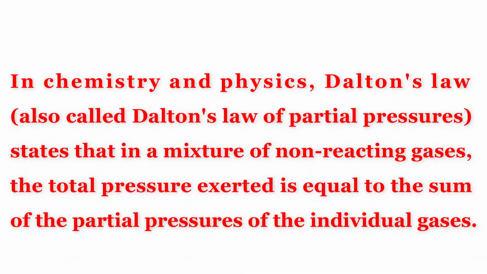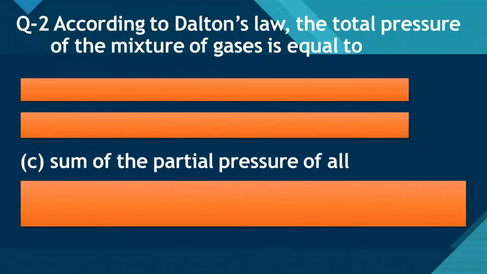So in chemistry and physics, Dalton's law, also called Dalton's law of partial pressures, states that in a mixture of non-reacting gases, the total pressure exerted is equal to the sum of the partial pressures of individual gases. So the right answer is option C, sum of the partial pressure of all.